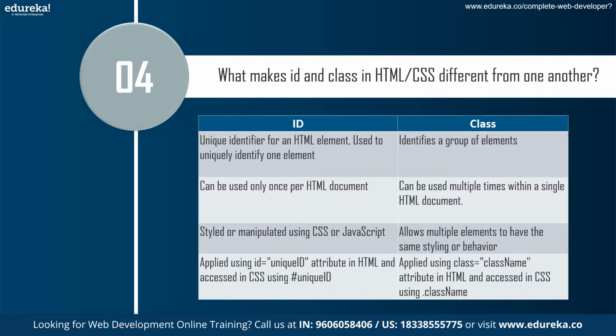Classes, being more versatile, enable the application of shared styles or behaviors to multiple elements within the same class designation. The HTML syntax for applying an ID is through the id="uniqueID" attribute. To apply a class, the HTML attribute used is class="className". In CSS, an ID is accessed using #uniqueID. Conversely, in CSS, a class is accessed using .classNameSelector.